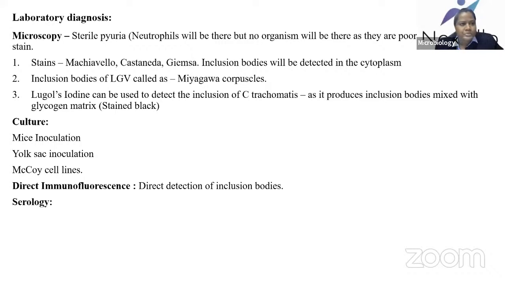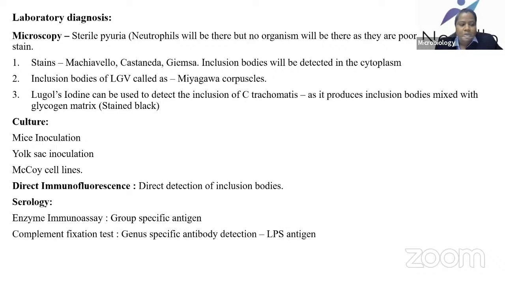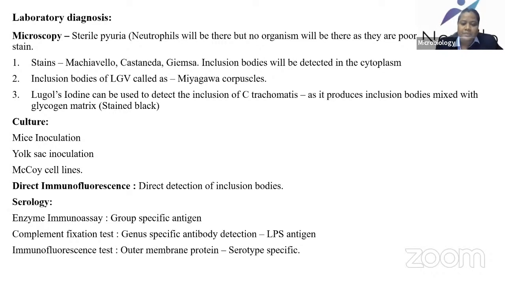And in serology, the most important thing to remember, whenever we talk about the chlamydial group of organisms, is that there are three types of antigens. One is the group-specific antigen, right? Then the species-specific antigen. The other is the serotype-specific antigen, okay? So enzyme immunoassay can be used to detect the group-specific antigen. Complement fixation test can be used for the genus-specific antigen, that is, lipopolysaccharides can be detected. And when you talk about the serotype, usually it is the outer membrane protein that is serotype-specific, which can be detected by using an immunofluorescence test.